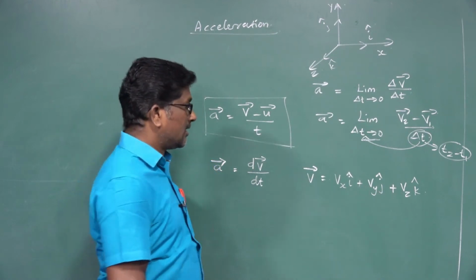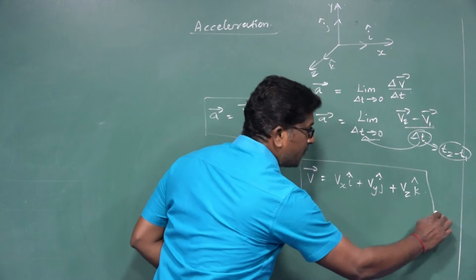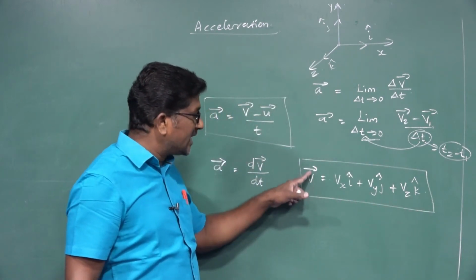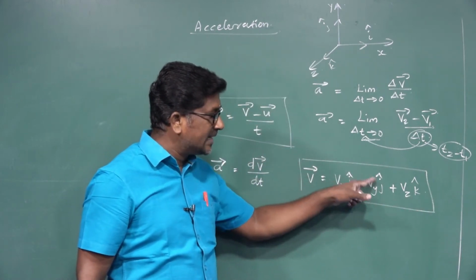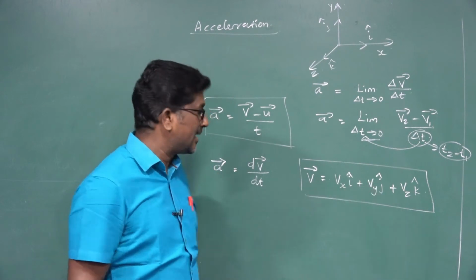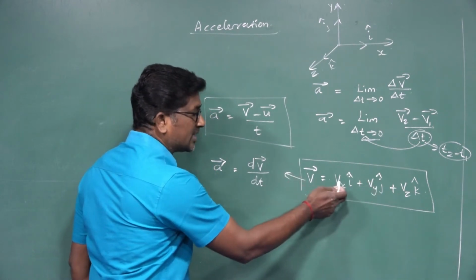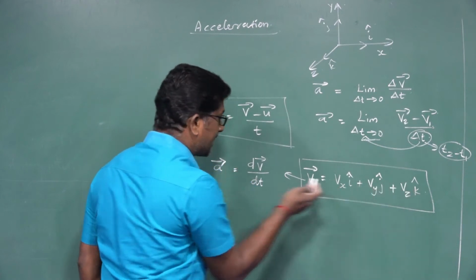The component form of velocity is v vector equals vx i cap plus vy j cap plus vz k cap. Put v vector equals vx i cap plus vy j cap plus vz k cap here.